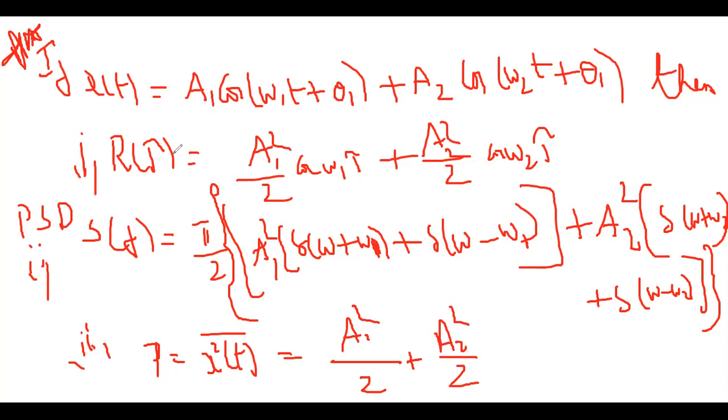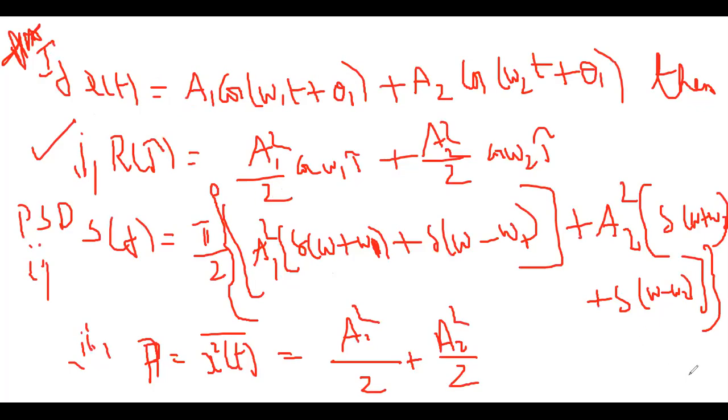The first one was already done in yesterday's class, my dear students. I take x of t as a1 cos(omega 1 t plus theta 1), and r of tau you can get as a1 square cos omega 1 tau by 2. Similarly, the second one is a2 cos(omega 2 t plus theta 2), giving a2 square by 2 cos omega 2 tau. I already explained this one in the last class. Using this, you can find the power spectral density and the power P.